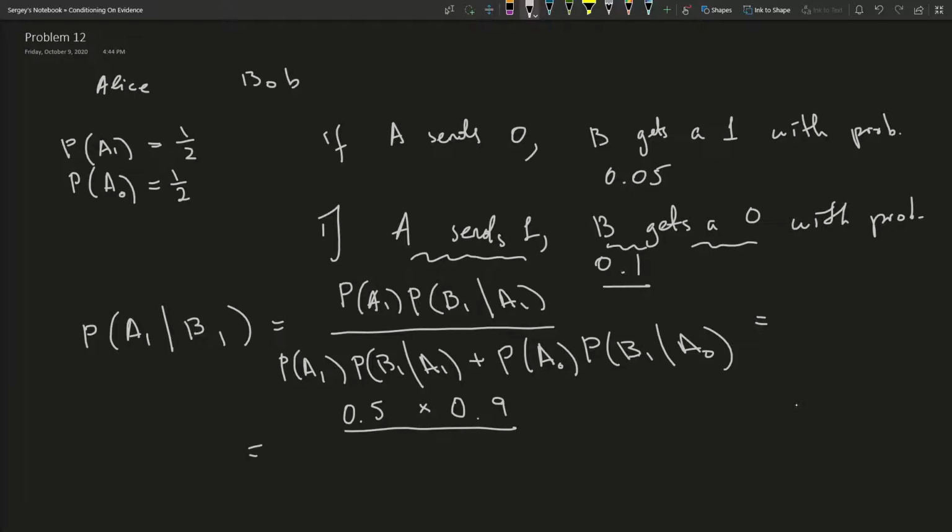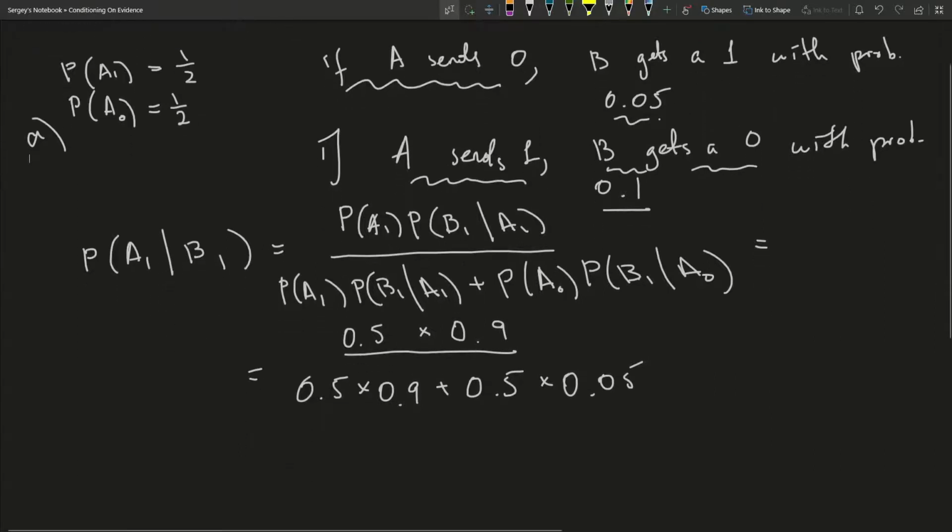So in the denominator, we again get 0.5 times 0.9 plus the probability of Alice sending a 0, which is again 0.5, times the probability of an error occurring if Alice has sent a 0, which is 0.05. And we have our answer. So this is part A of the question.